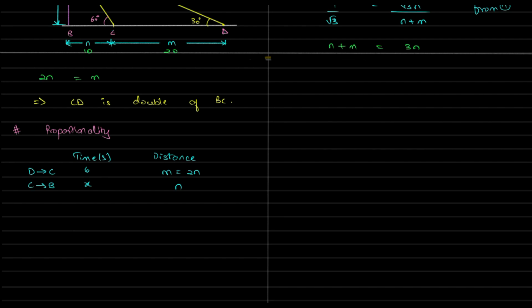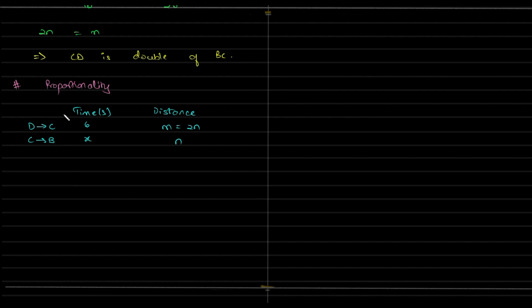Okay, so I'll explain how this is possible. Actually, I should have written it before, but anyways, no issues. As this object, as the car is moving with a uniform speed, right? Thus, time and distance are directly proportional.